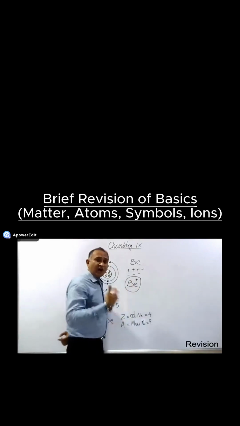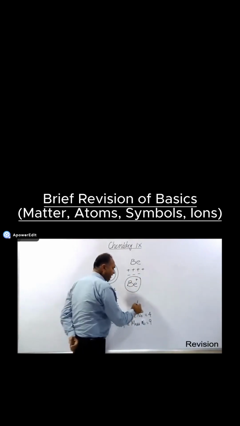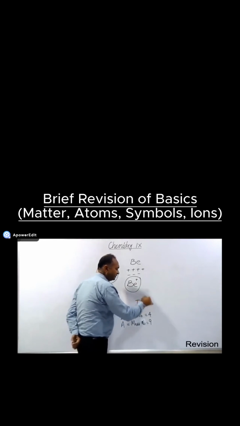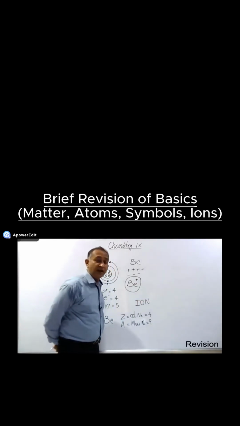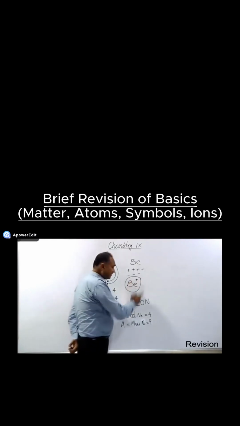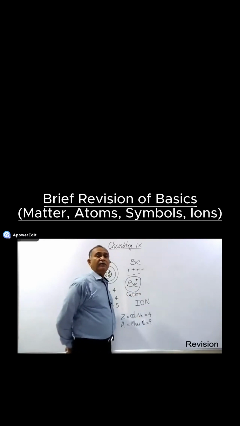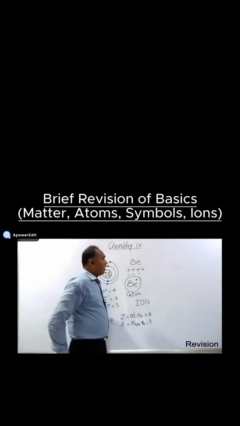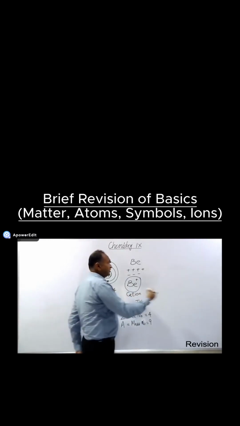So when you see a charged atom, we simply call it an ion. So what is an ion? If you see a charge on an atom, then that charged atom is technically called an ion. And if you see a positive charge, then this type of ion is called a cation. Cations are positively charged.